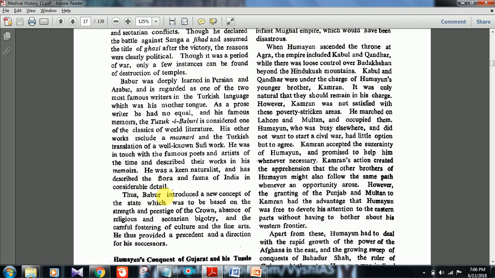Thus, Babur introduced a new concept of the state, which was to be based on the strength and prestige of the crown, absence of religious and sectarian bigotry, and the careful fostering of culture and the fine arts. He thus provided a precedent and a direction for his successors.